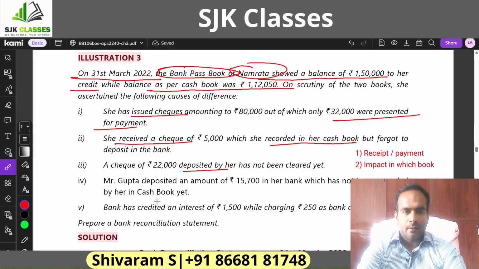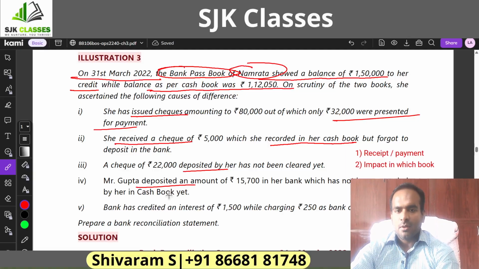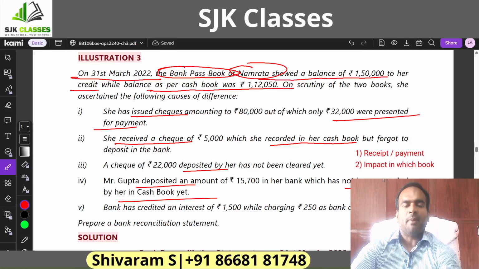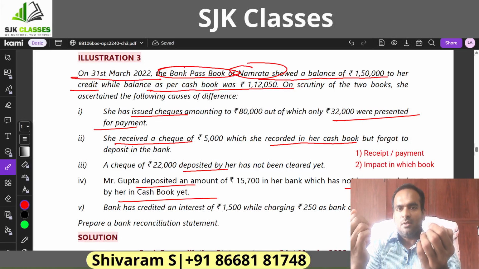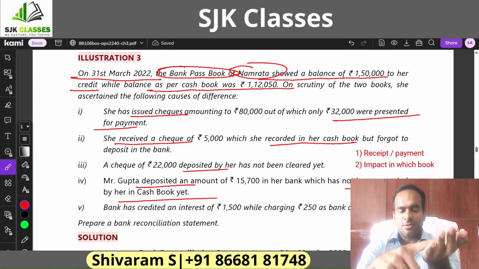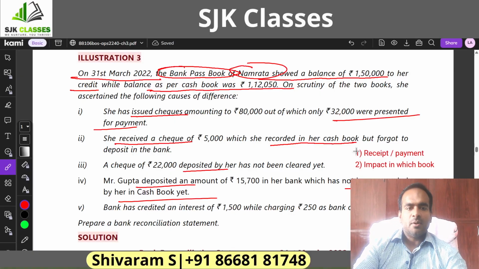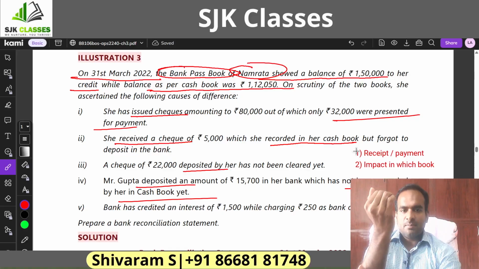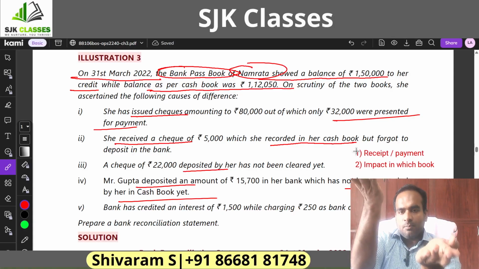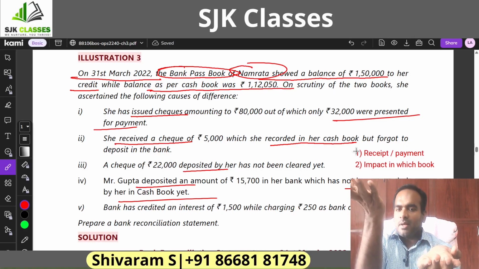Next point. Mr. Gupta deposited an amount of 15,700 in her bank, which has not been recorded by her in cash book. So, same story. Receipt of payment deposited now, it's a receipt in her bank, but not recorded in cash book. So, cash book there is no impact. What happens in the case of receipt? His hand should go up. Which hand? Left hand is cash book. What is the movement here? 15,700 is a receipt, no. So passbook has gone up, cash book stays the same.